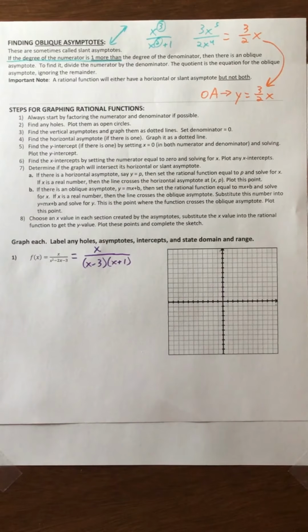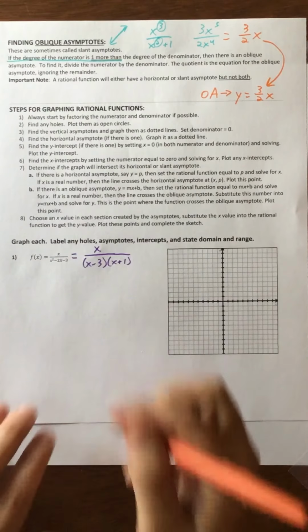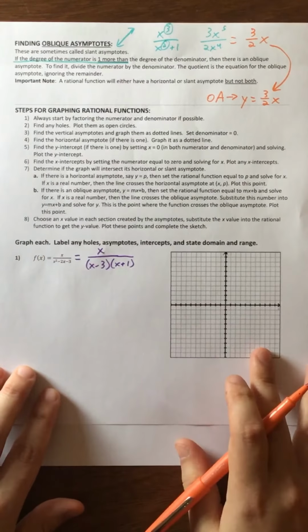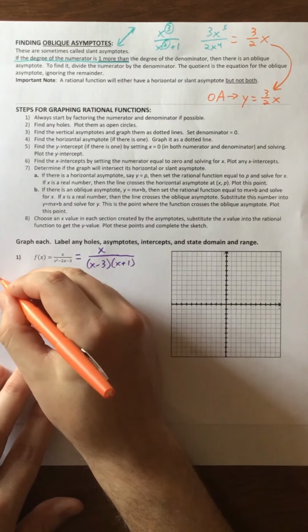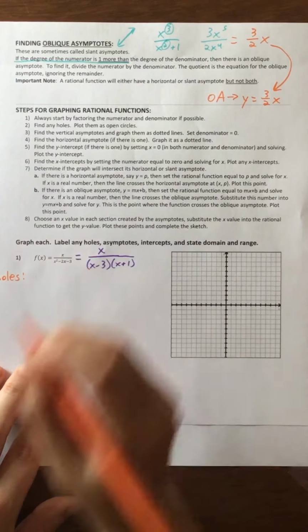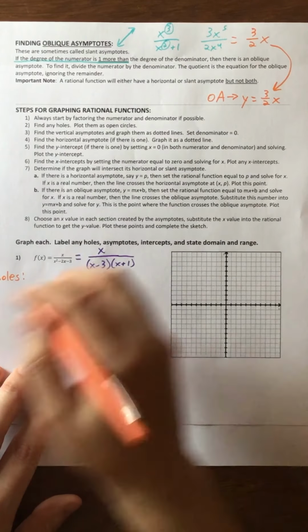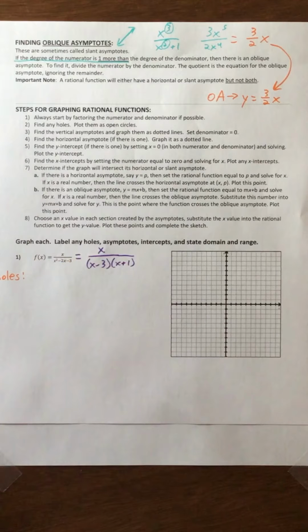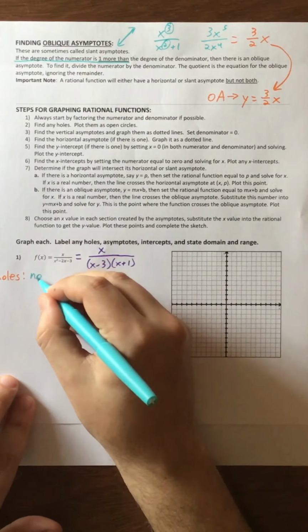Step 2. Find any holes, plot them as open circles. Okay, now every time I do these problems, I'm going to make a list down the left side. First thing I'm looking for is holes. There are none.